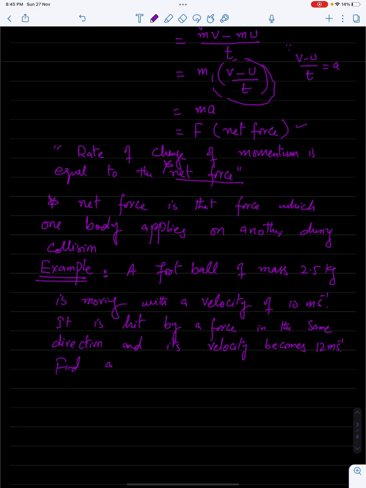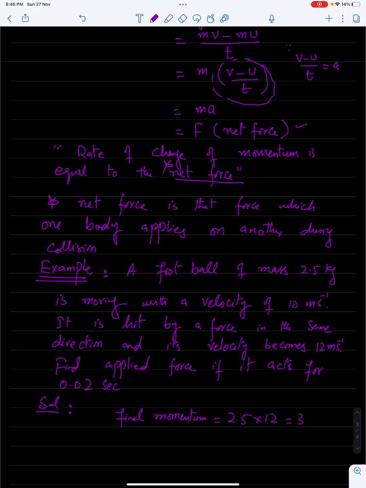Find applied force if it acts for, let's say, 0.02 second, because the force which hits the ball definitely applies for a very short time. Now if we have to solve this example, we can see that final momentum of the ball will be mass times final velocity, which will be 2.5 times 12. Definitely it should be 30 Newton second.